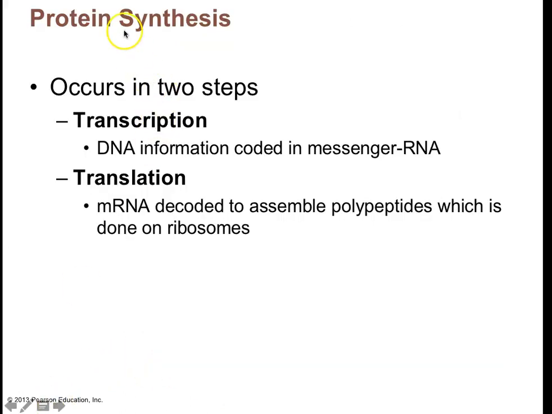Okay, so protein synthesis is two-step. You have to make a copy. You have to transcribe the DNA into a messenger RNA, and then you take that message, bring it out into the cytoplasm, and that's called translation. The messenger RNA, or mRNA, is going to be decoded or read to assemble the polypeptides, which will become proteins, and that's done on the ribosomes.